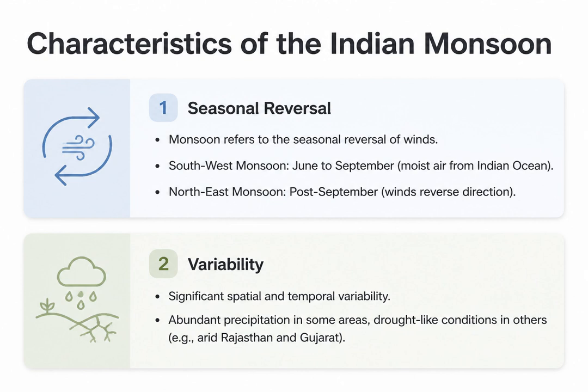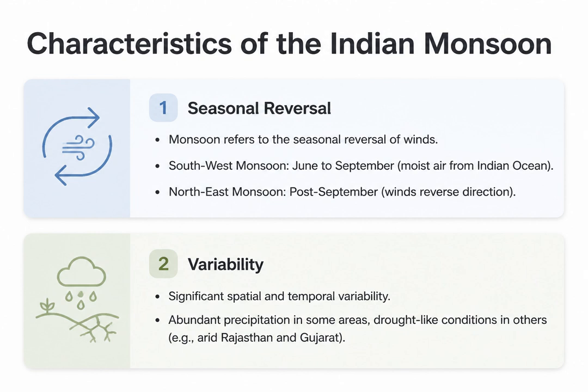The word monsoon literally means a seasonal reversal of winds. From June to September, we have the southwest monsoon, bringing moist ocean air. After September, the winds flip, bringing the dry northeast monsoon. The second key characteristic is extreme variability. The monsoon is not a uniform blanket of rain. It varies wildly across space and time, bringing floods to some regions, while states like Rajasthan and Gujarat might simultaneously face arid, drought-like conditions.